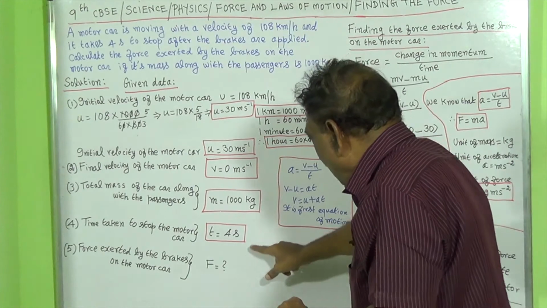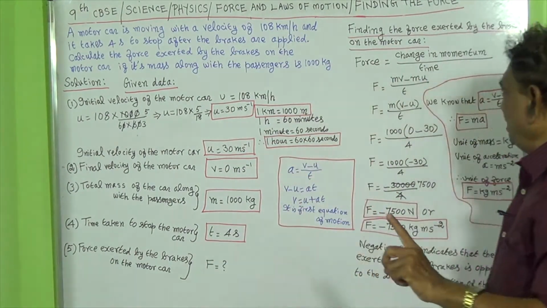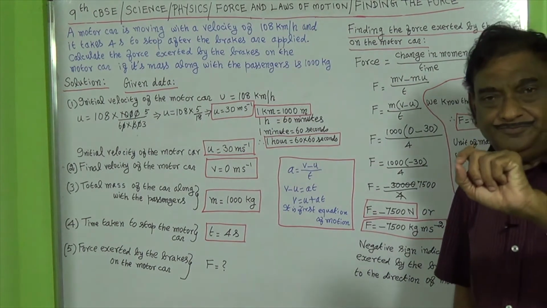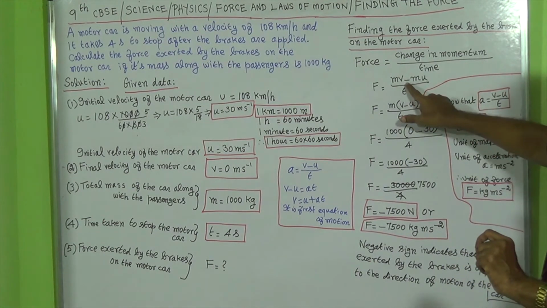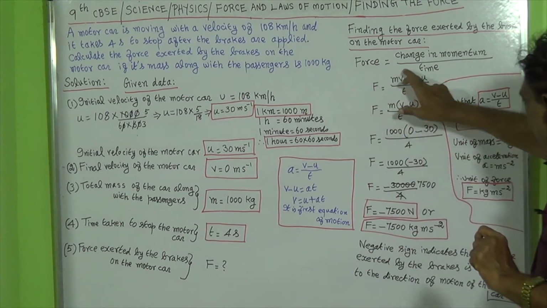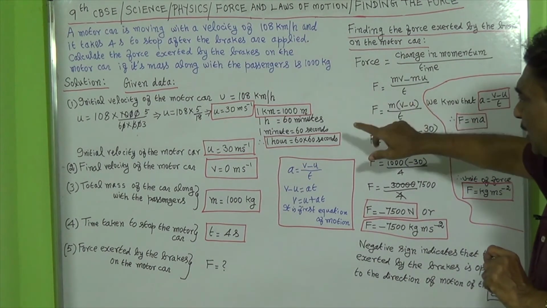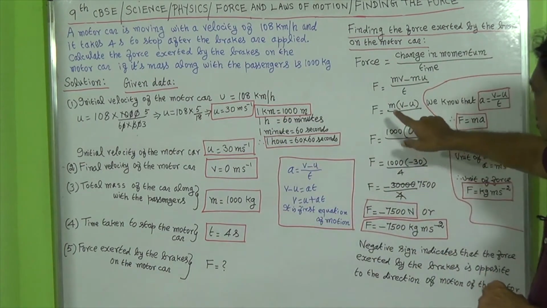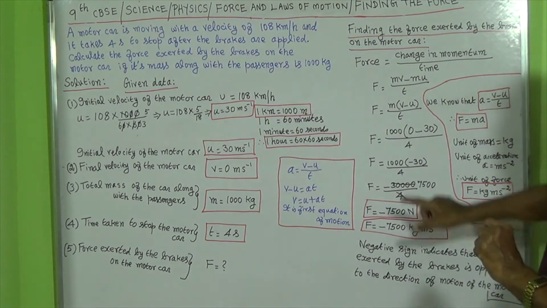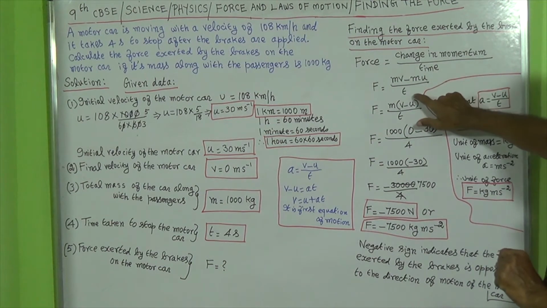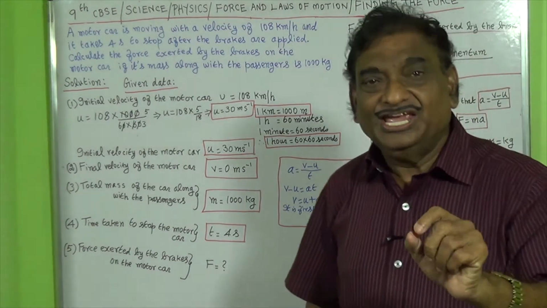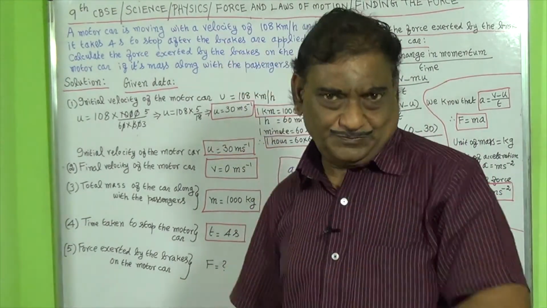relating these 5 data? The formula is force equal to change in momentum by time, that is final momentum minus initial momentum by time. So this equation contains those 5 pieces of information. One is force, another is mass, the third is final velocity, the fourth is initial velocity, and the fifth is time. So this is the suitable formula we can select in this sum to find the force.